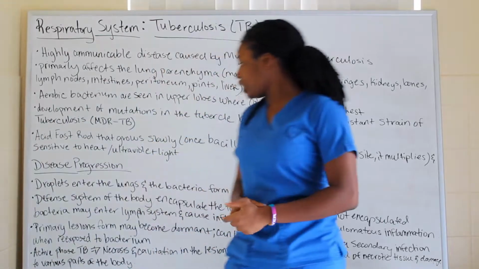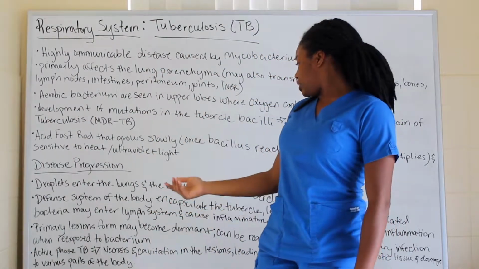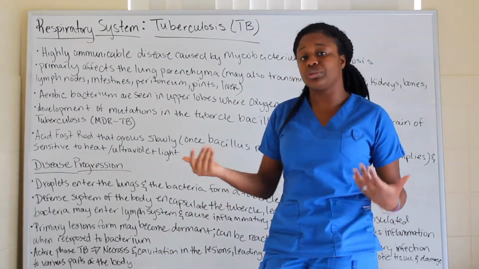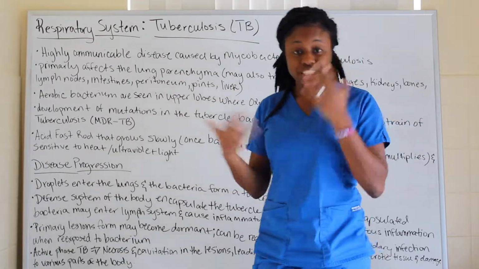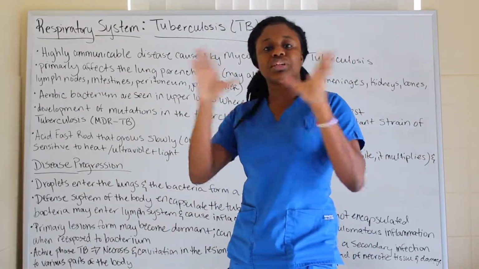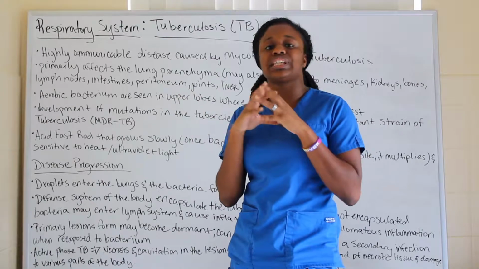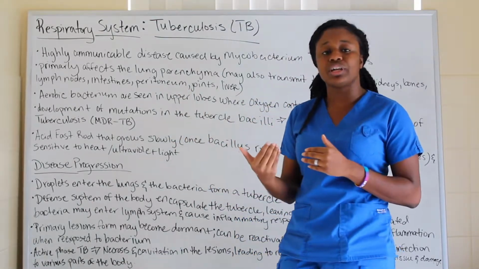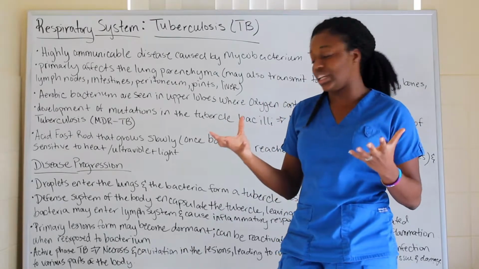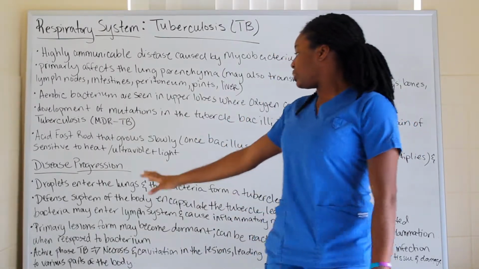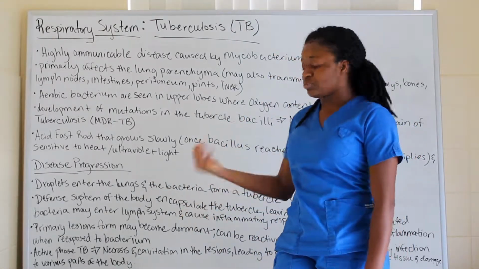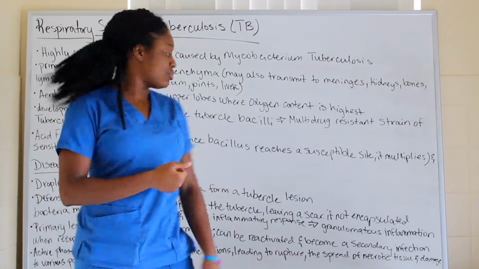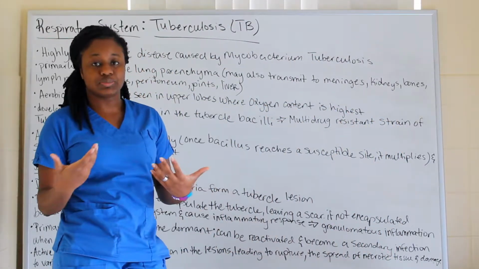Your primary lesions may also become dormant. So that lesion that's there is not spreading or doing anything, it's just staying dormant. Once it comes in contact with that same bacteria, it can start activating again. So it can be dormant, and then when it's re-exposed to that bacterium, all of a sudden it spreads.